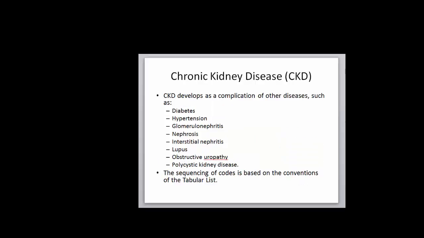Chronic kidney disease, we've looked at it in a couple of body systems. It's important to remember that that develops as a complication of other diseases. And your coding handbook mentions the diseases here that are on this slide. And how you sequence those codes is going to be based on your instructional notes and your excludes one, excludes two notes in the tabular once you've found your code.